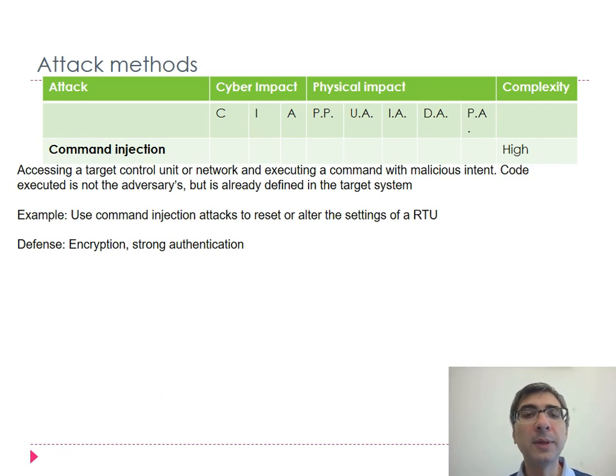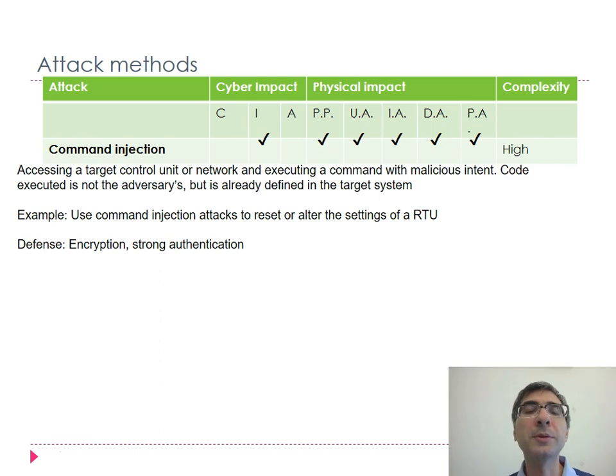It is used, for example, to reset or alter the settings of an RTU or PLC, and the type of defense that you can have in there is anything that would make it more difficult to create your own command, to create your own packet if it's a network. So encryption will do that, and any kind of strong authentication so that the person will not be in the network in the first place.